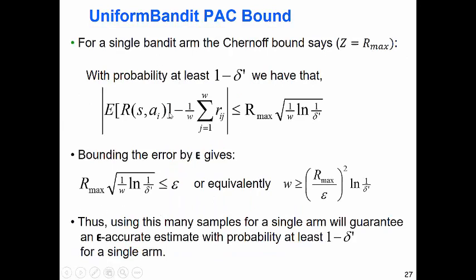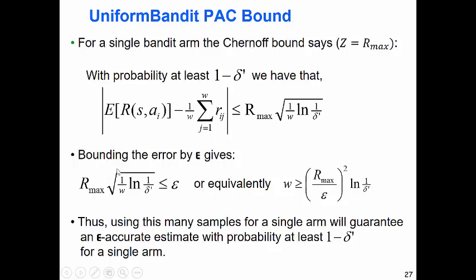So this is just a simple application of the Chernoff bound. We're going to consider a single bandit arm, and for a single bandit arm, we've pulled it W times, and we have the samples from that arm. If we just use a Chernoff bound, I'm going to use delta prime here. We'll see why in a second. Delta prime is going to be our probability guarantee for a single arm.